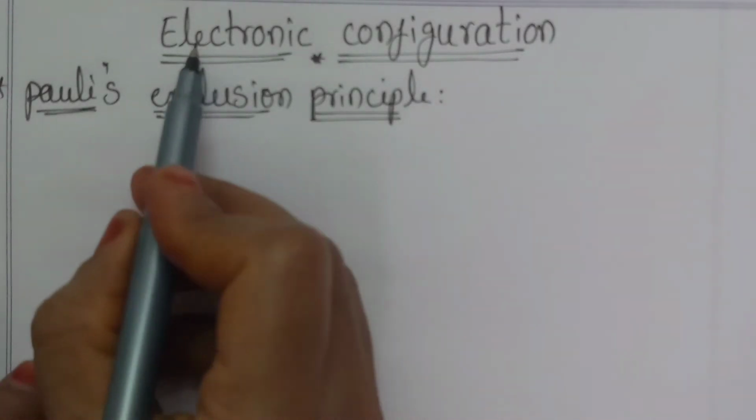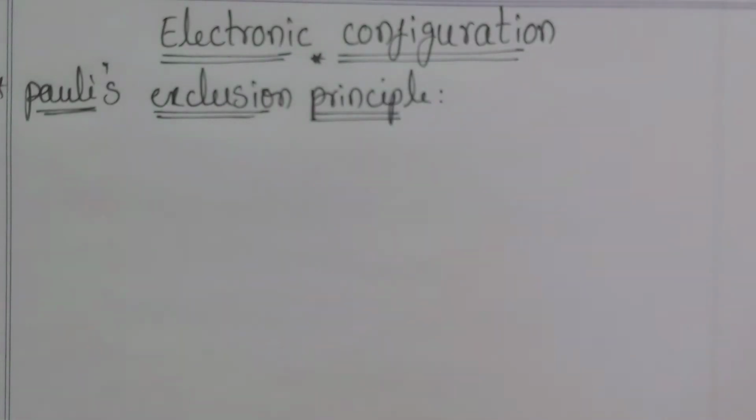Our today's topic is electronic configuration. First of all, what is meant by electronic configuration? The arrangement of electrons around the nucleus of an atom in various orbits is called electronic configuration.